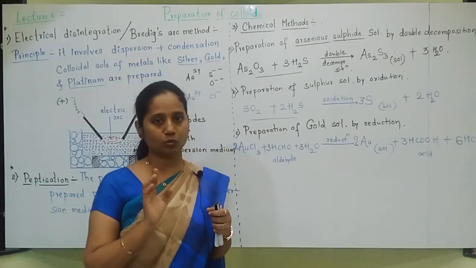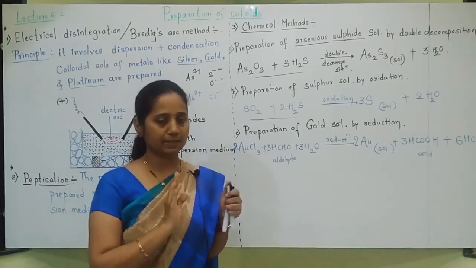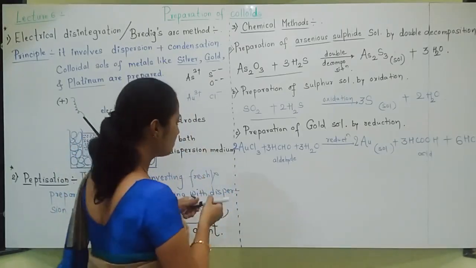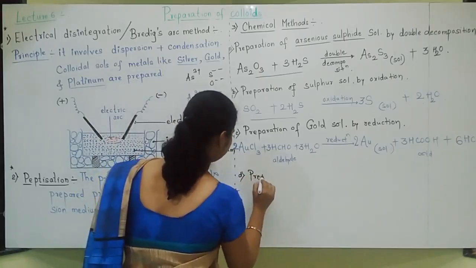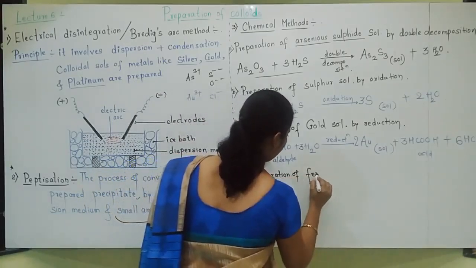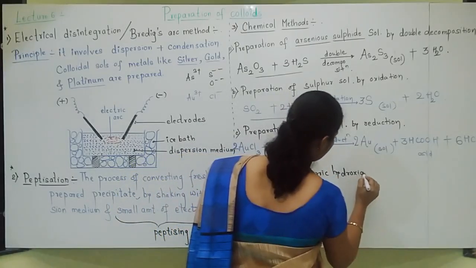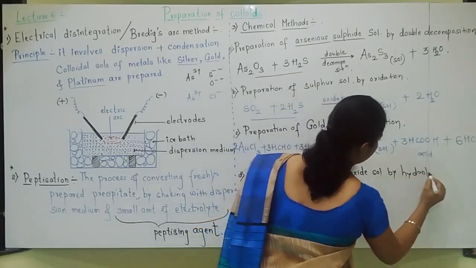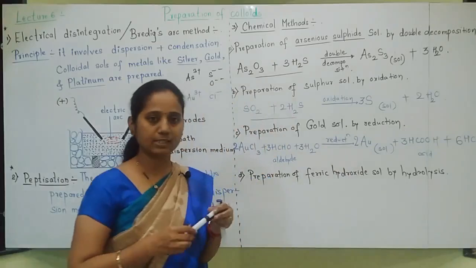Generally gold sol or colloidal solution is prepared by Bredig's arc method, but there is a chemical method also. Okay, but generally this method is used for gold sol. Let us move towards the last one, D, preparation of ferric hydroxide sol. This is very easy, by hydrolysis. Hydrolysis means, students, you already know. Ferric hydroxide sol is prepared by hydrolysis.